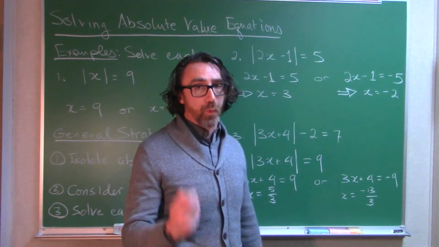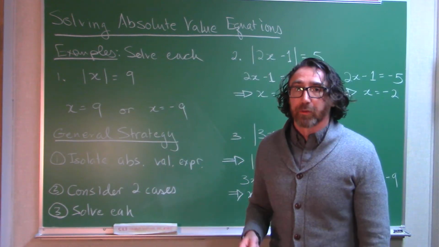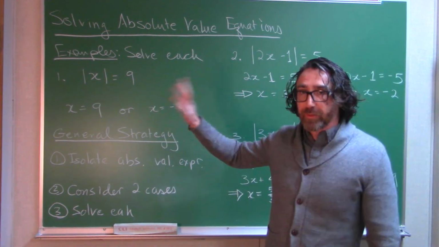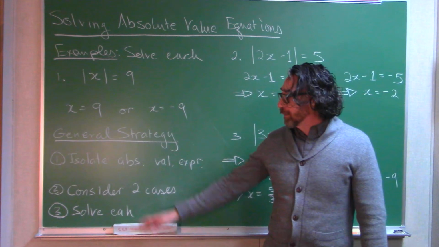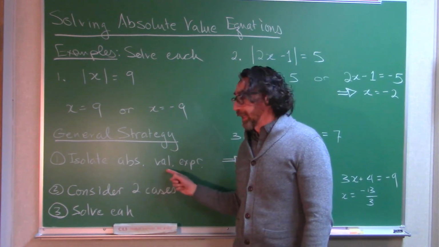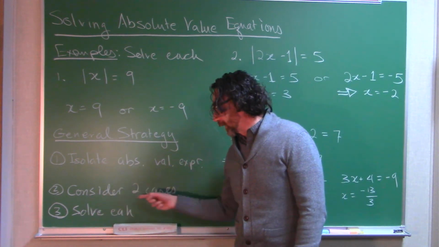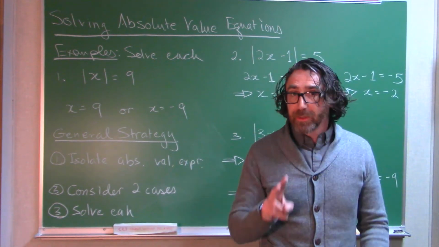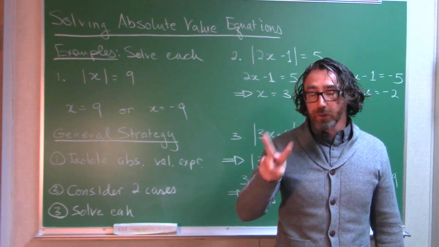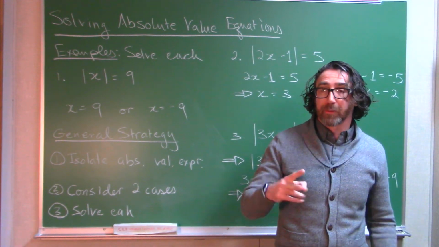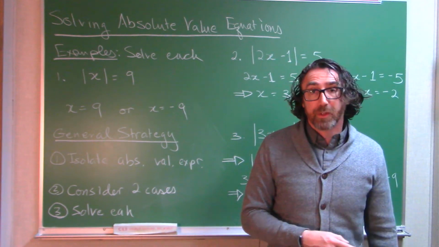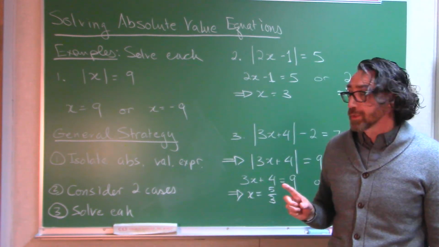They will both work. All right, so if you have an equation to solve that involves absolute value, your strategy is isolate the absolute value, break it up into two cases, and solve each case. Typically, you're going to get two solutions. There are special cases where you only have one solution, and sometimes you will have no solutions.